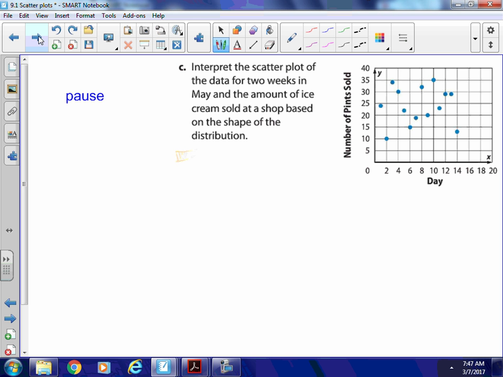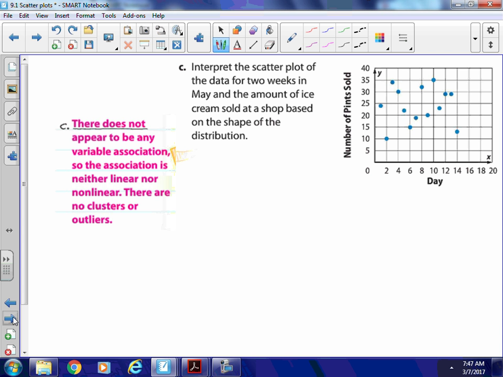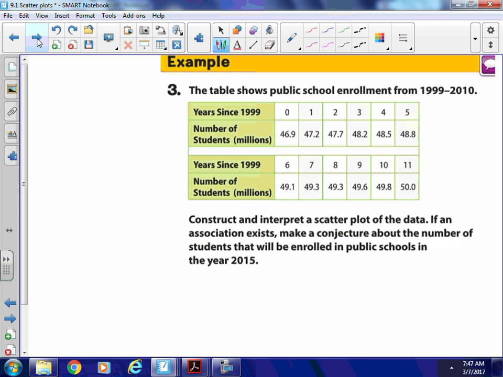All right, did you notice there appears to be no association at all? The data points are all over the place. So we would say no association and not linear, and no clusters or outliers. Those are the key things you need to tell me.